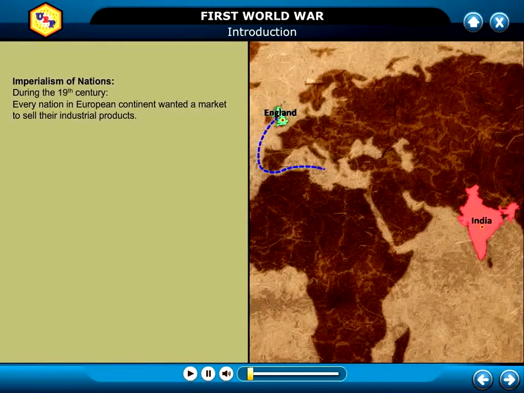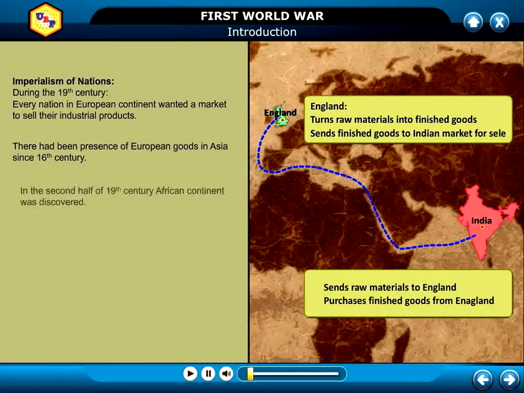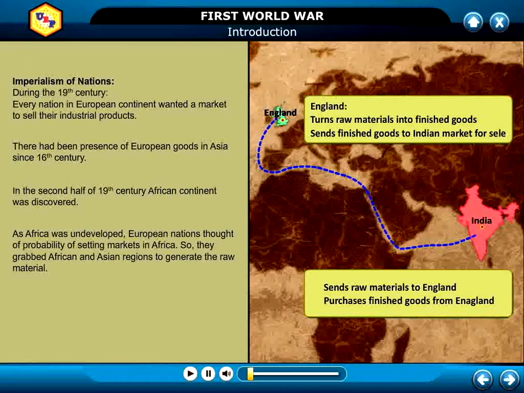Imperialism of nations. During the 19th century, every nation in the European continent wanted a market to sell their industrial products. There had been presence of European goods in Asia since 16th century. In the second half of 19th century, the African continent was discovered. As Africa was undeveloped, European nations thought of the profitability of setting up markets in Africa. So they grabbed African and Asian regions to generate raw material.